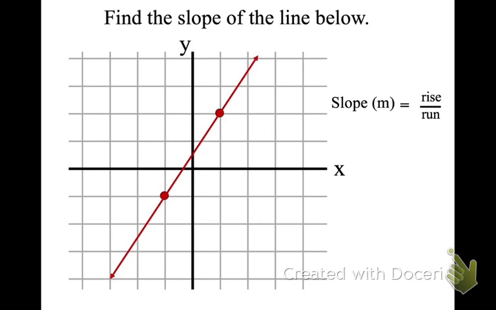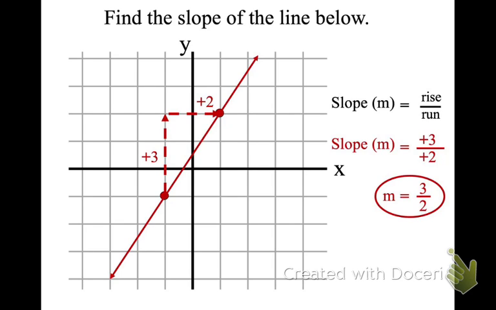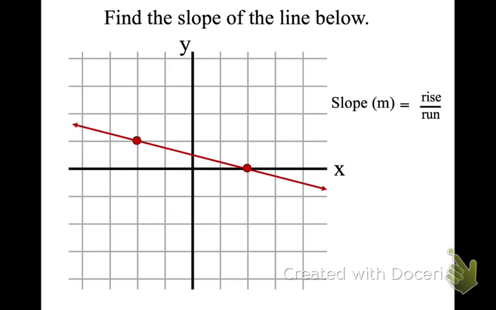All right, pause and you guys try the next one. All right, let's check our work. We're rising 3 and we're running 2. So my rise over run is 3 over 2. Do not convert that. Leave it as a rise over run of 3 over 2. Okay, let's try it again. Doesn't matter which one you start from.